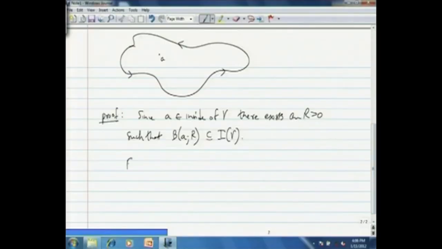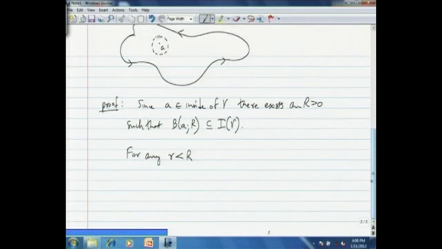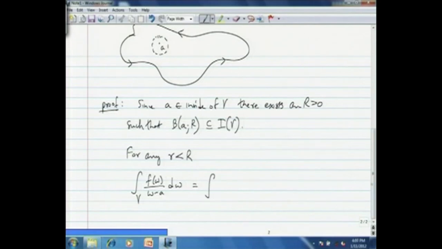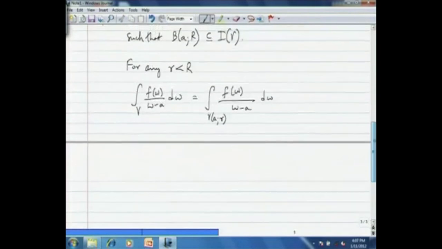So, for any small r strictly less than capital R, here is A, like I pictured above, there is an open ball of radius capital R around A. For such an r, we can take the integral of f of w by w minus a dw. This is the integral which appears in the formula in the statement of the theorem. And this is equal to the integral over gamma A r. Recall that notation: gamma A r stands for a circle of radius r centered at A.